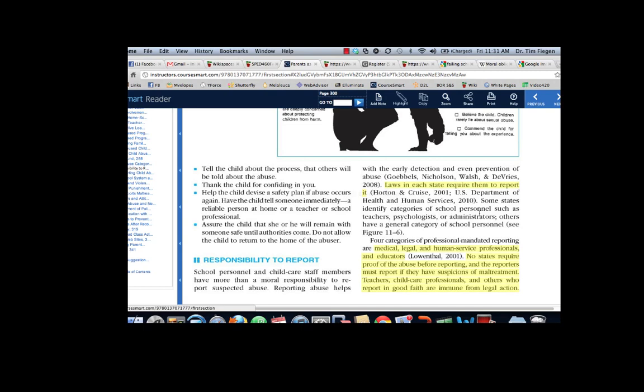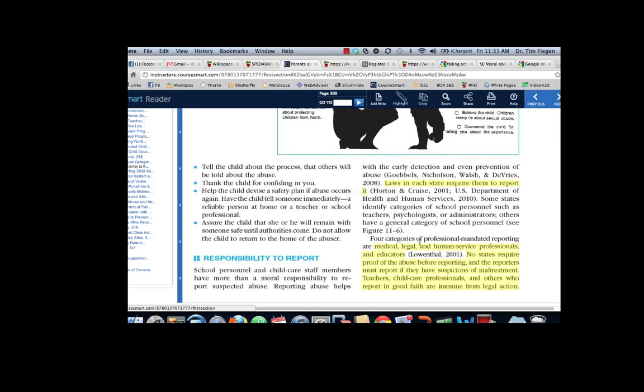But you do have some immunity from doing it. Here's the 4 categories of professional mandated reporting: medical, legal, human service professionals, and educators. No states require proof of the abuse before reporting it, and the reporters must report it if they have suspicion of maltreatment. Teachers, child care professionals, and others who report in good faith are immune from legal action.